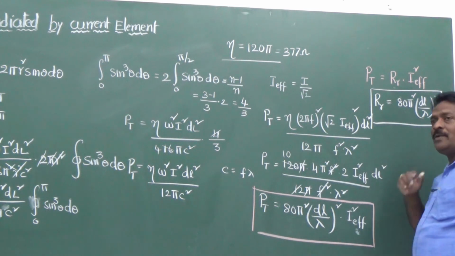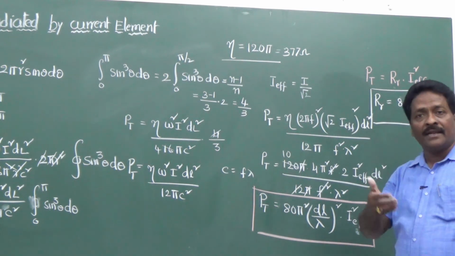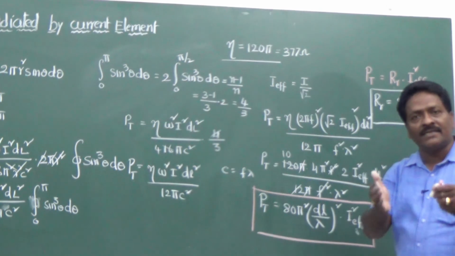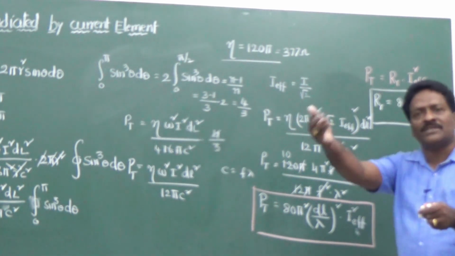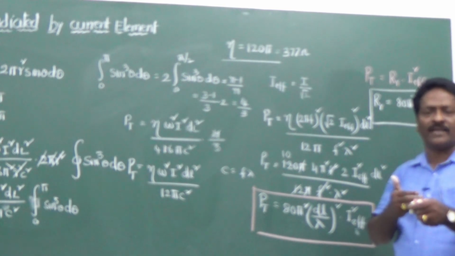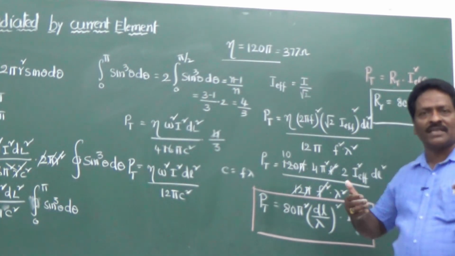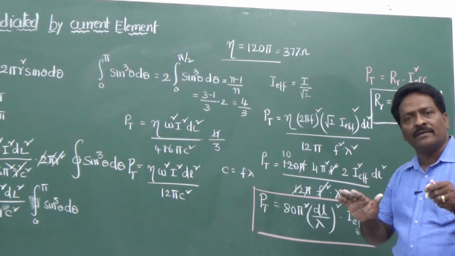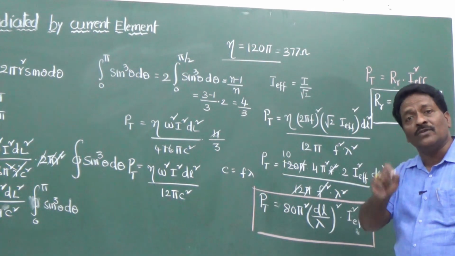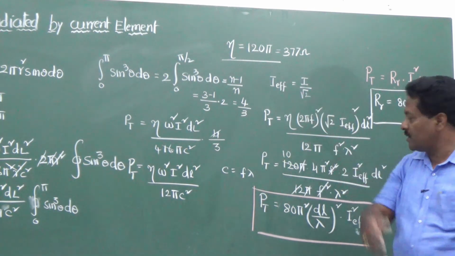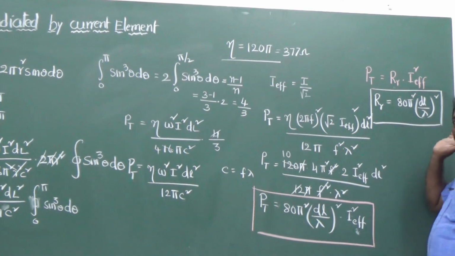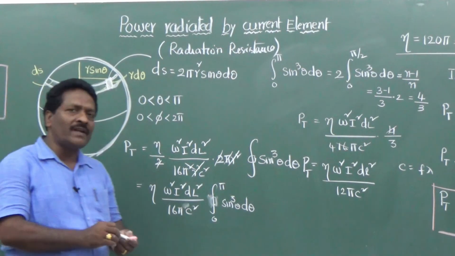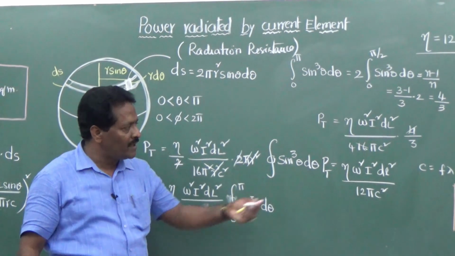What do you mean by the radiation resistance? In the antenna parameters I told you, radiation resistance is the resistance that is responsible for transmission or reception of electromagnetic waves. Whatever the resistance of the antenna is not required, not important. Whatever is useful for the radiation is much more important. So the radiation resistance Rr is equal to 80 pi square dl by lambda whole square. And most of the time you can expect problems on this equation also.